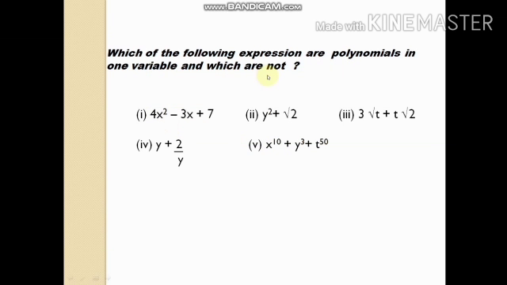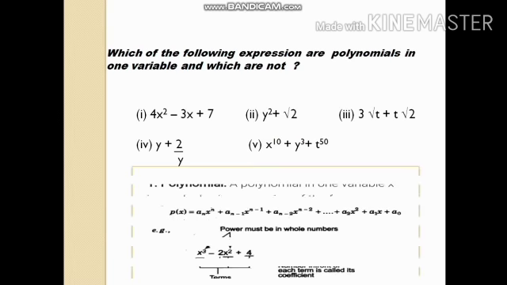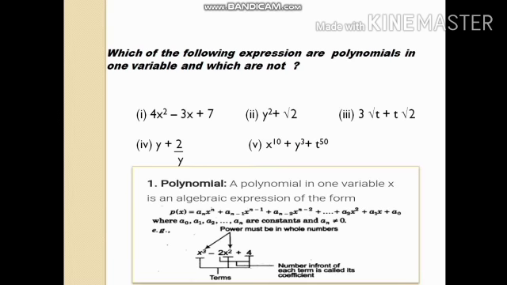For solving this question, first we will recall the definition of polynomial. Let's see what is the definition of polynomial. A polynomial in one variable x is an algebraic expression of the form p(x) = an x to the power n + an-1 x to the power n-1 up to so on a2 x square + a1x + a0, where a0, a1, a2 up to an are constants and an not equals to 0.